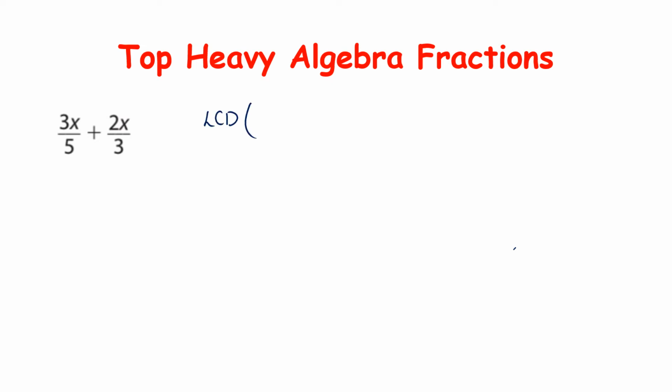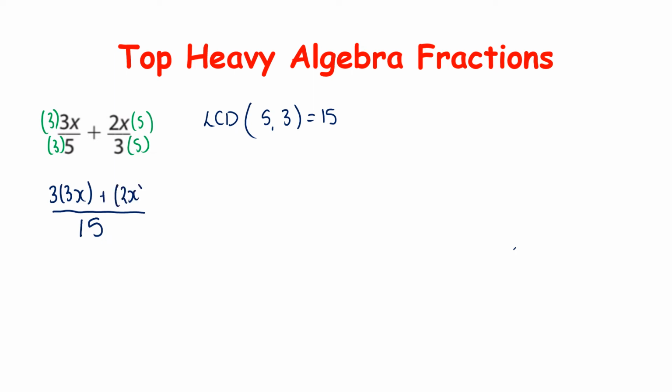So lowest common denominator of 5 and 3 is 15. So I'm going to multiply this fraction above and below by 3 and this fraction above and below by 5. Much easier times. So now we combine them, so we get it over 15, and we have 3 times 3x plus 2x times 5. It doesn't matter which order you put it in. Remember, multiplication is commutative. So what that means is it doesn't matter what order we do it in. So 9x plus 10x over 15, and our final answer is 19x over 15.